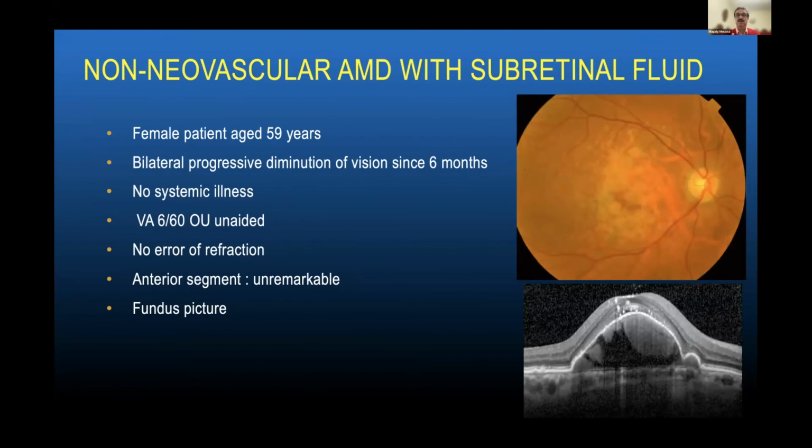This patient presented to me in 2013. There was no OCTA at that time, only OCT and fluorescein angiogram. She's a female, 59 years old, with bilateral progressive diminution of vision for 6 months. She had no systemic illness, 6/60 vision in both eyes, no error of refraction, anterior segment unremarkable. And this is the fantastic picture.